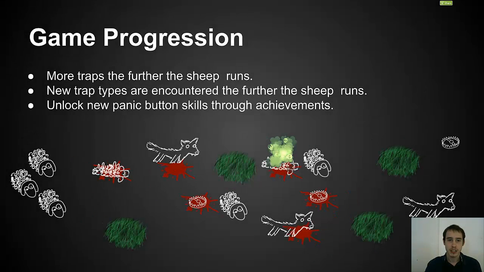Game progression throughout the game is done through an increase in types of traps the sheep may encounter and types of food resources being spread out further, as well as an increase in number of traps the further the distance you get. The player will unlock extra skills to help survive for longer by playing the game and getting distance.